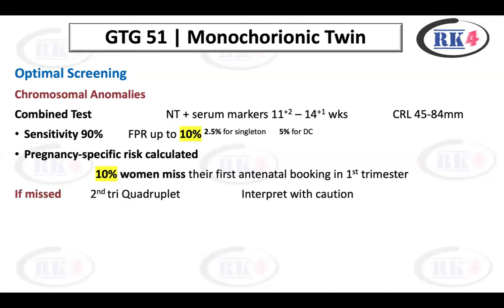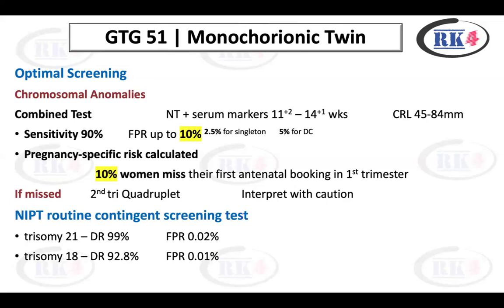If they miss, then you have to offer them a second trimester quadruple scan, and once again interpret the results with caution. Now, this is another new information: non-invasive prenatal testing, a routine contingent screening test. They have found that for trisomy 21, the detection rate is 99% with a false positive rate of 0.002%. And for trisomy 18, the detection rate is 92.8% with a false positive rate of 0.01%.